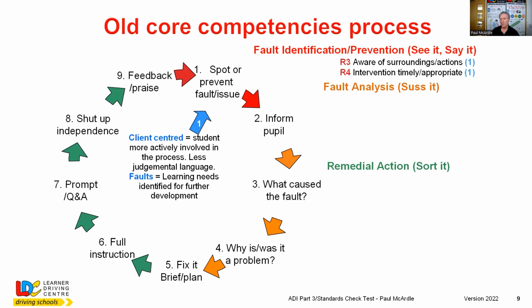If you never said anything, then there was no intervention which could have prevented the fault, and it wasn't timely or appropriate. Or if you didn't mention it to your pupil and you didn't inform the pupil, then again, you should have said something, and you didn't say anything. So that's where you would start to suffer on R4, if you like.